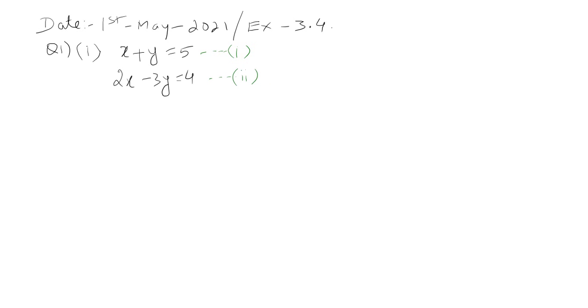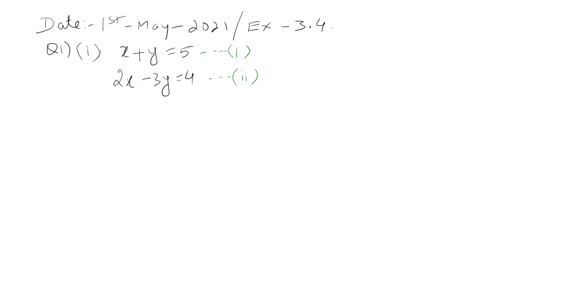See it. Now what you have to do, you have to make the coefficient of x or y equal. It is your choice. Coefficient of x equal or coefficient of y equal. Any one you can choose. Now for example, I'll take the coefficient of x equal. I'll make the coefficient of x equal. Now here it is 2, here it is 1.